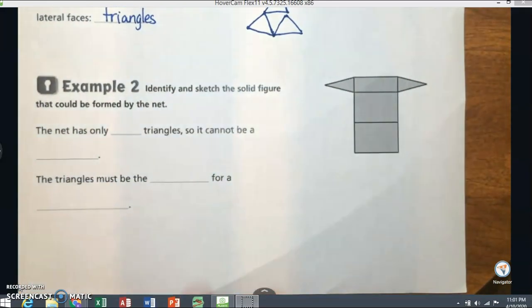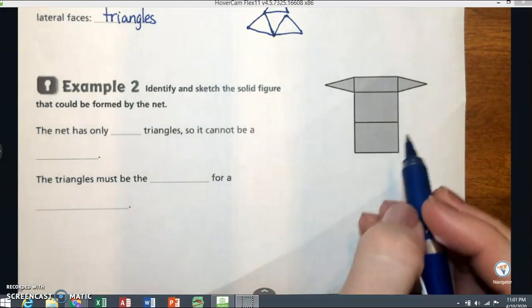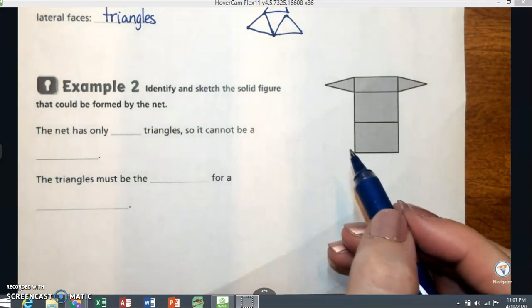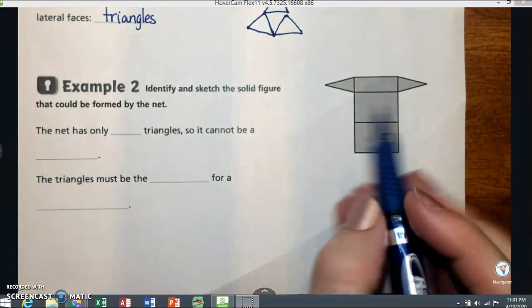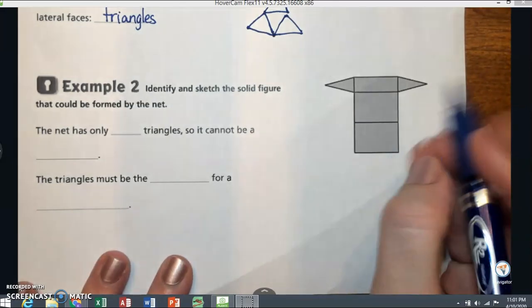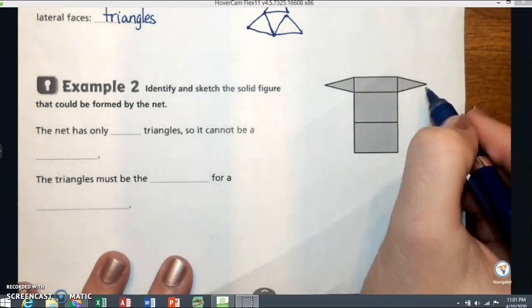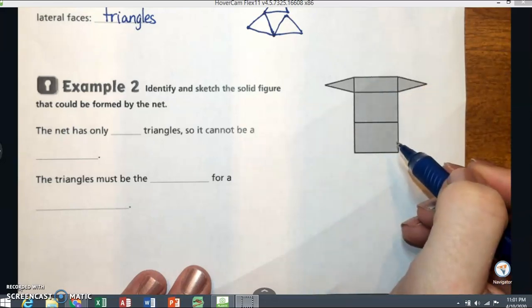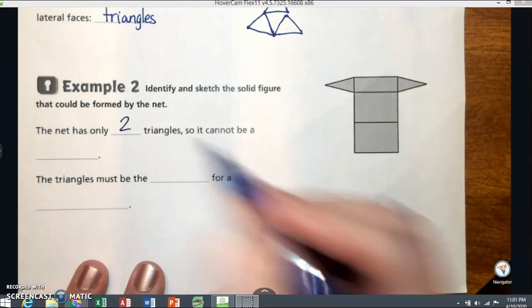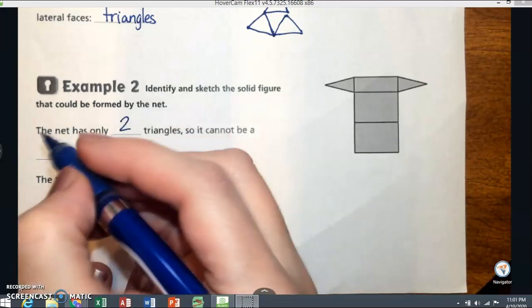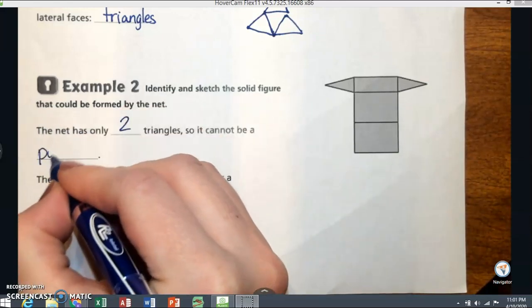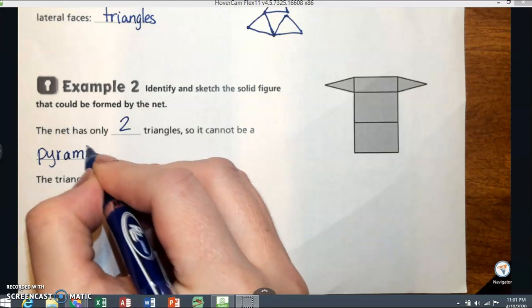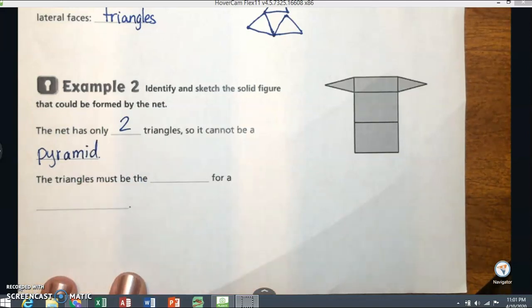Alright, in example 2, we're going to identify and sketch the solid figure. So this time they're giving me my net, so I'm going to draw the solid figure. What we notice here is we have 2 triangles and we have 3 rectangles. So it's not going to be a pyramid, because a pyramid would have at least 4 triangles in it.